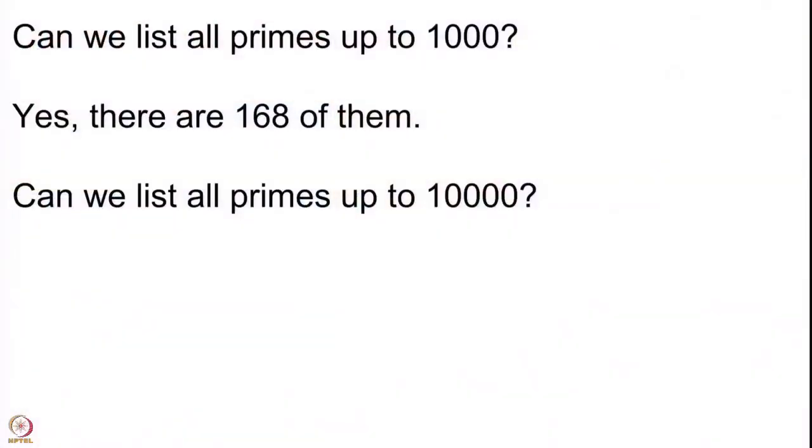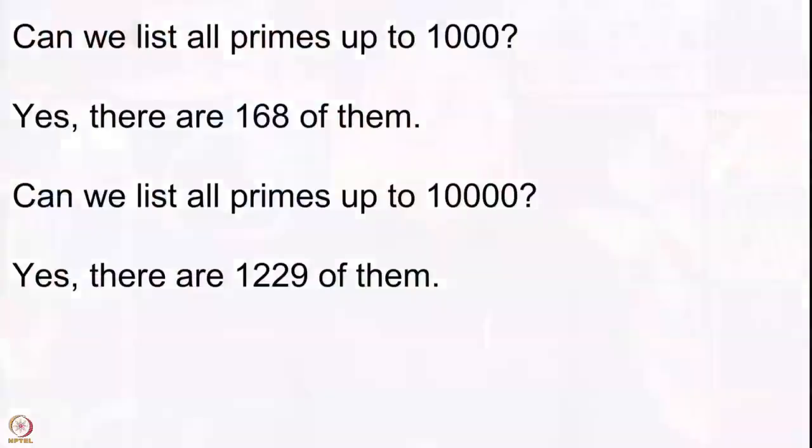Can we list all primes up to 10,000? Yes, we can. I can tell you the number. There are 1,229 of them. Once again, we went from 1,000 to 10,000 by multiplying by 10 and the number 168 did not get multiplied by 10. It got multiplied by a number which is slightly smaller than 8.